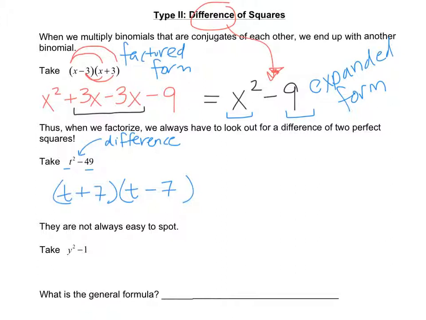Just as before, if we wanted to check our work, we could expand back out or double distribute. So here, multiply your first terms, we get t times t, which is t squared. Next term, minus 7t. Middle term, plus 7t. And last term, minus 49. So we end up with t squared minus 49.